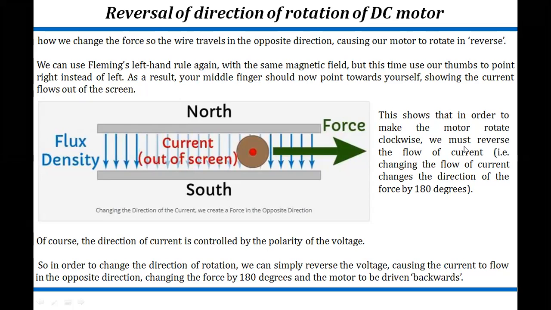Okay, हाँ. So here we can say by making the direction of current reverse, we can make the DC motor rotate in the reverse direction. So in order to change the direction of rotation, we only have to make our voltage reverse bias. Siddesh.